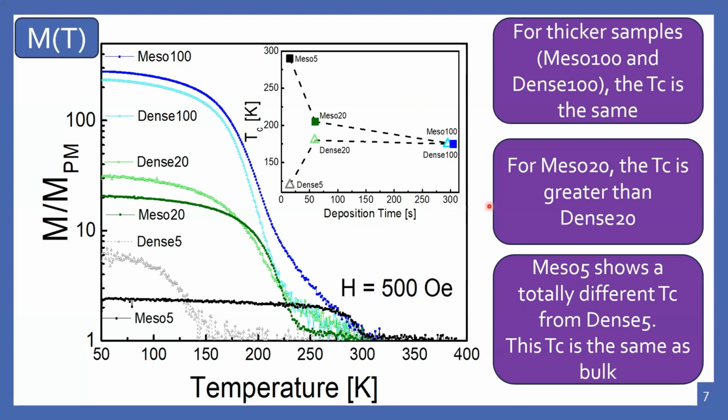For the thick samples, meso 100 and dense 100, the Curie temperature is the same for both. But when we decrease the thickness, what is happening in the pores becomes more important than what is growing as a thin film, and we can see that the Curie temperature is completely different between the same samples. For example, for meso 5 and dense 5, the TC are 200 away from one another. And in particular, the TC that we have for meso 5 is the same as we have in bulk.